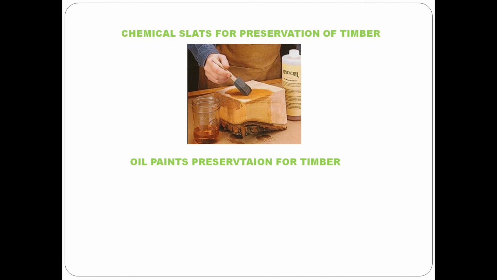Oil paints preservation for timber. Oil paints are suitable for well-seasoned wood. They are generally applied in 2 or 3 coats. Oil paints preserve timber from moisture. If timber is not seasoned, then oil paints may lead to decay of timber by confining sap.